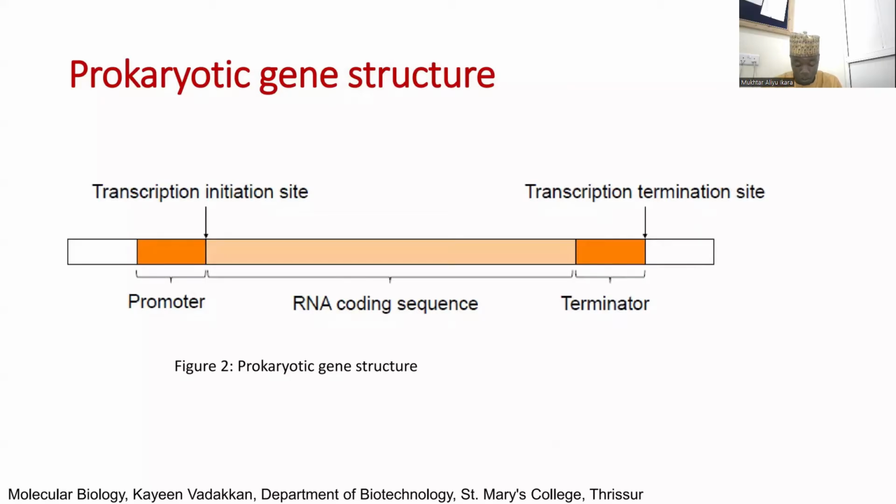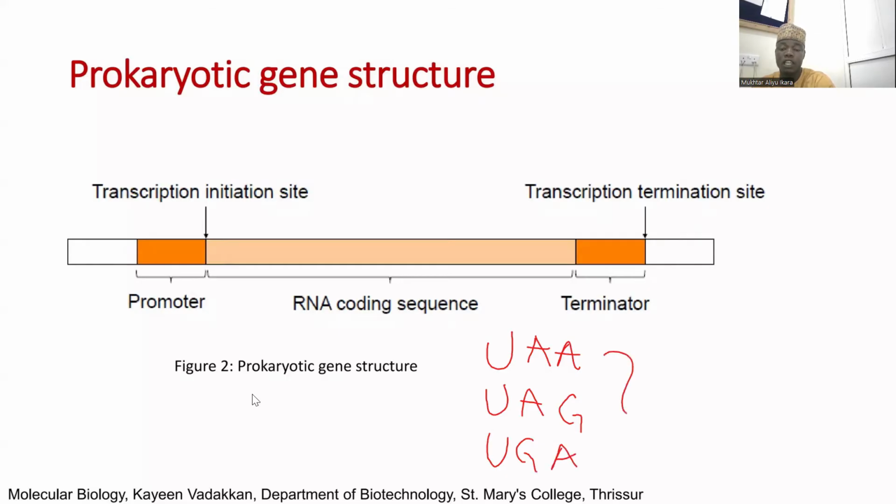And these stop codons include UAA, UAG, UGA, which you can remember as you are away, you are gone, you go away. So these are the three stop codons.